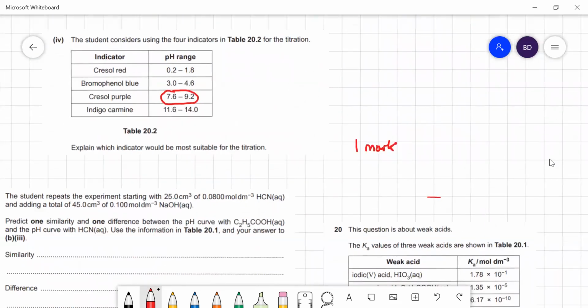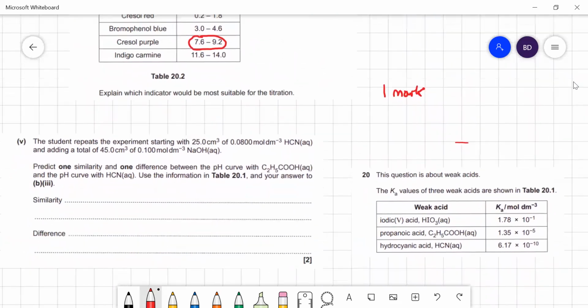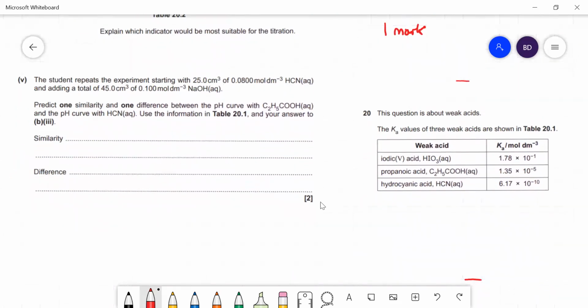Right, now the student repeats the experiment with 25 centimeters cubed of HCN, and adds a total of the same amount of NaOH. So he's got the same volume and the same concentration of HCN as he had of propanoic acid, and he used exactly the same base.